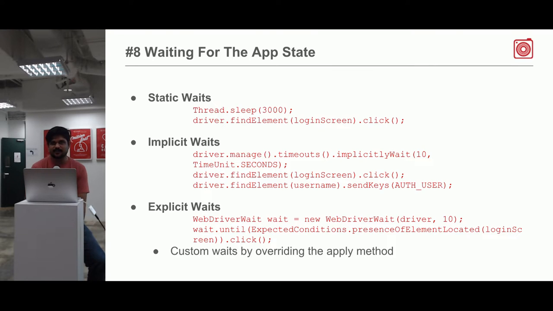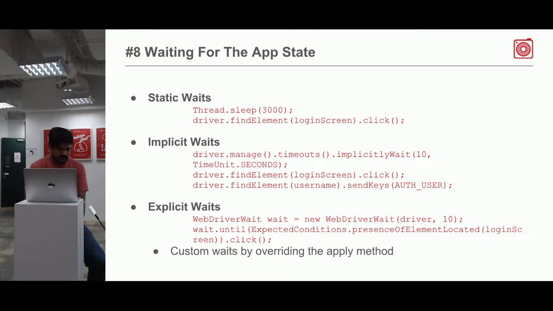And it was working fine on my machine, and the moment you run on any other machine, it begins to fail, especially when there is low internet speed, and many other reasons. So try to avoid static waits like Thread.sleep of 30 seconds or 3 seconds. What will happen if the login screen appears after the 3rd second, in the 4th second? Obviously it's going to fail, right?